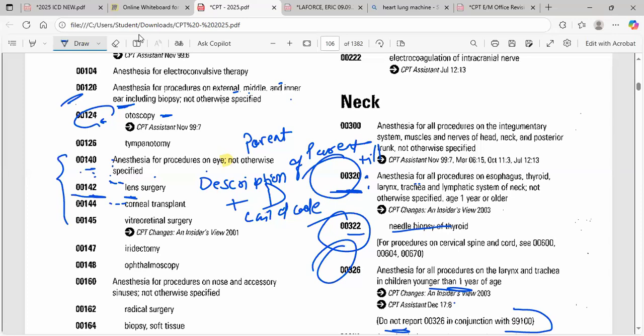So the complete description, if we talk about 00148, will be the description till the semicolon of the parent, anesthesia for procedure on eye, and then we have to add the description of 00148. So it will be anesthesia for procedure on eye, ophthalmoscopy. This will be our description. Clear?